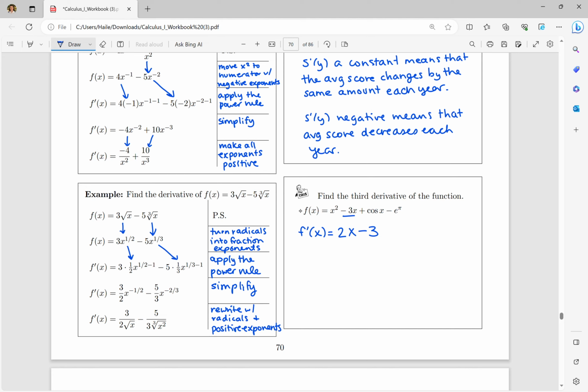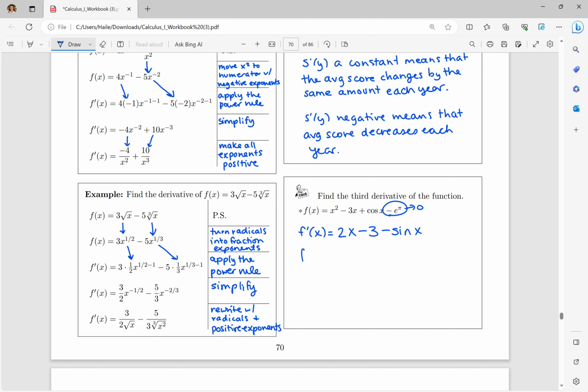Now we look at cosine of x. Thinking back to your basic derivatives, hopefully you're studying those, the derivative of cosine of x is going to be negative sine of x. And finally, negative e to the pi. Don't let those symbols fool you. E is a number, pi is a number, so any number raised to another number is just a constant. So this one is going to go to 0. So our first derivative is 2x minus 3 minus sine x.